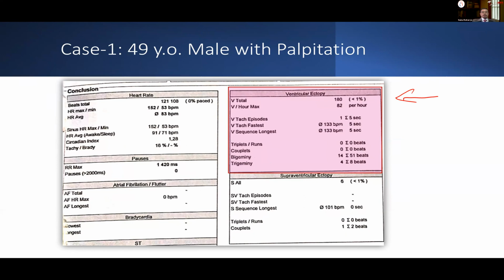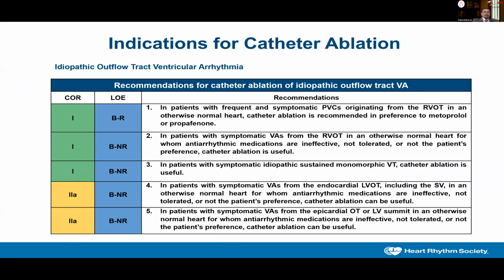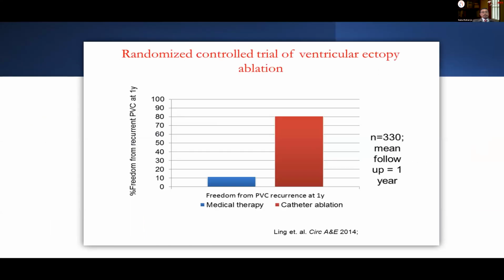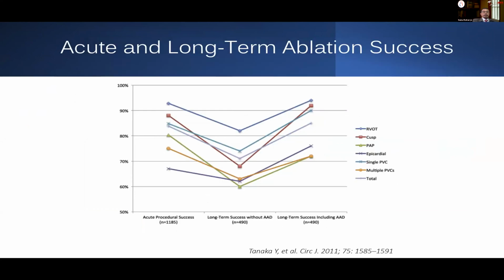When we look at the guideline, although it is mentioned that in the first place we should have frequent and symptomatic PVC, even infrequent but symptomatic ventricular arrhythmia is one of the class 1 indications for catheter ablation. And we look at the percentage of recurrence. When you do ablation it is more than 80%, but with only medical therapy it is only 10 or 20%. And the success rate for RVOT is more than 90%.